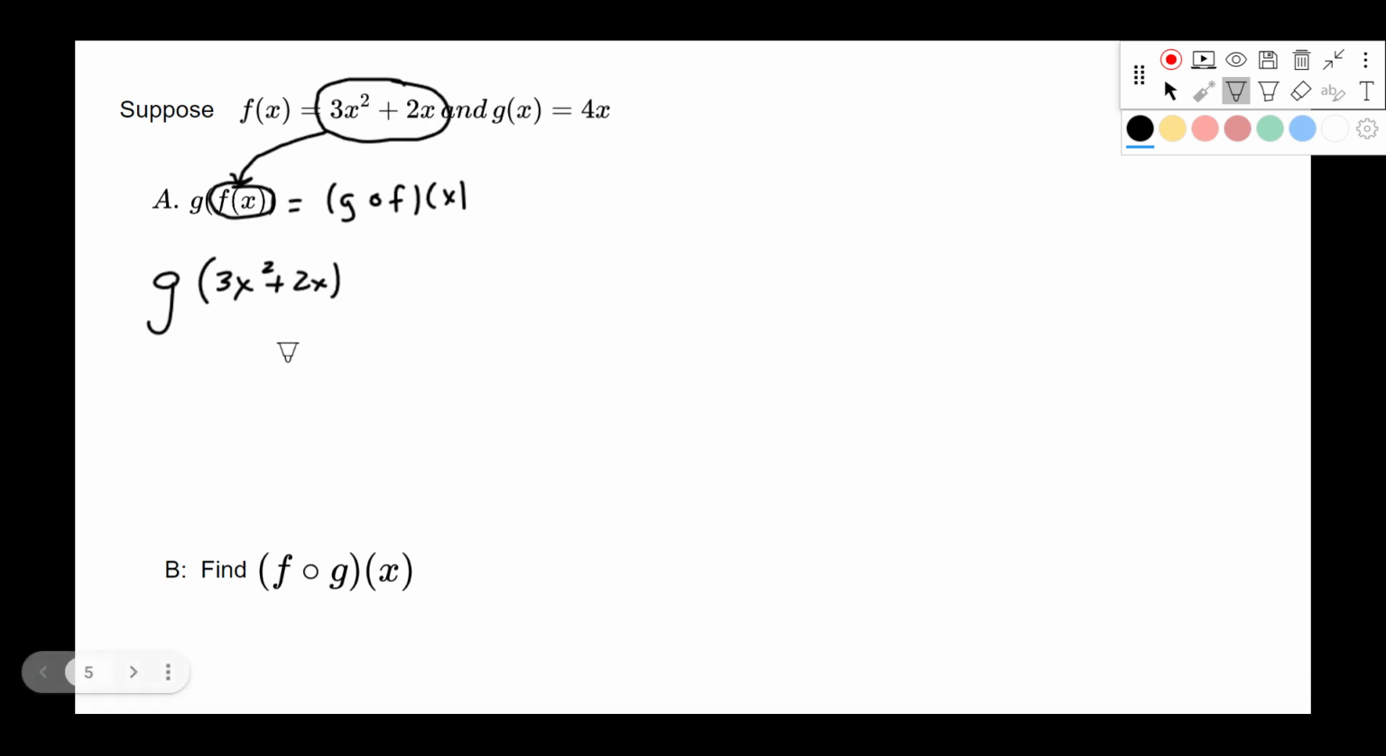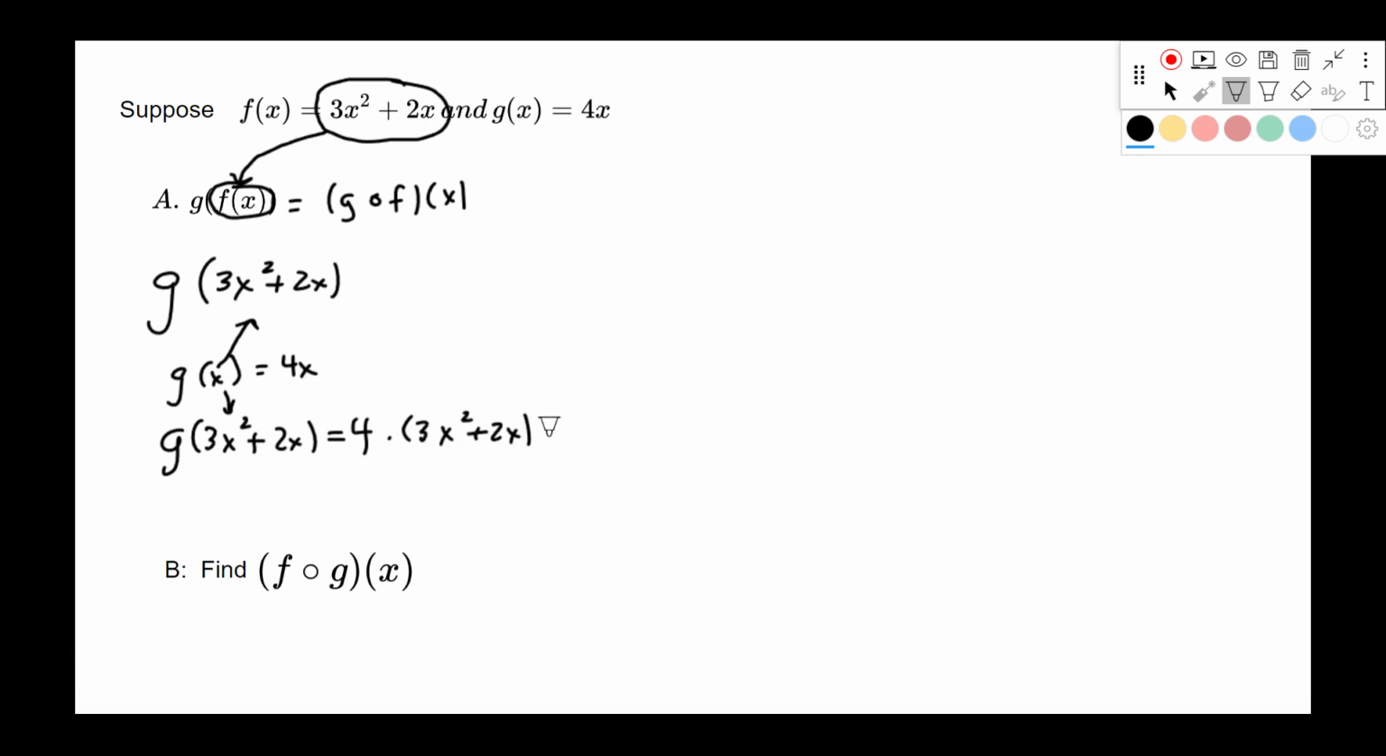Okay, so now I'm going to come over to g. Here's my g of x. It's equal to 4x. And I'm going to replace all the x's with 3x squared plus 2x. So g of 3x squared plus 2x. Whenever I see an x, I'm going to put a 3x squared plus 2x in its place. 4, there's an x. I'm going to put a 3x squared plus 2x in its place.